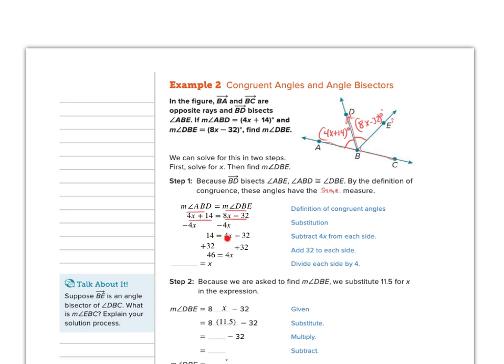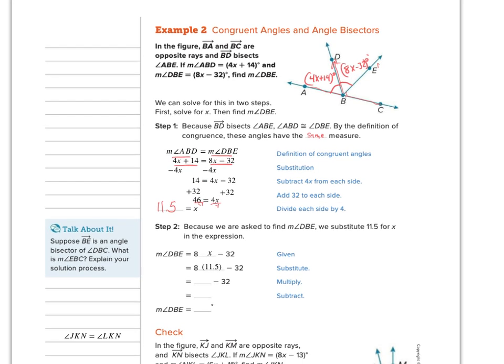Then 14 minus 4x minus 14 equals 4x minus 32. We added 32 to both sides, again, to isolate our variable. 46 is equal to 4x, dividing both sides by 4. And I think we end up with 11.5. X equals 11.5.